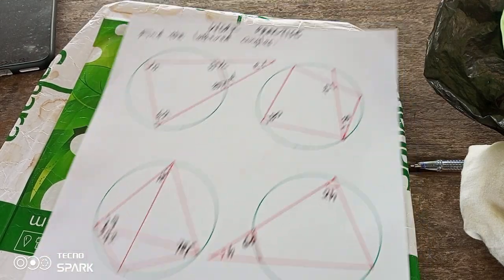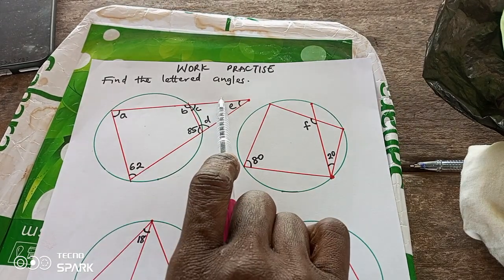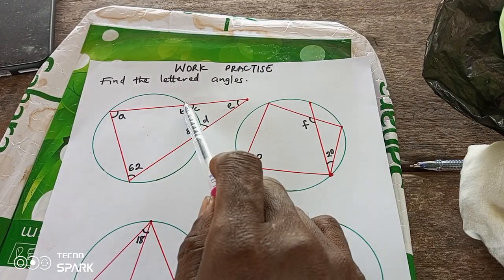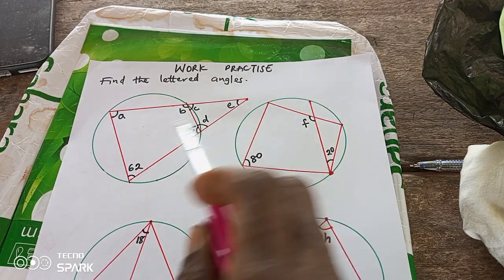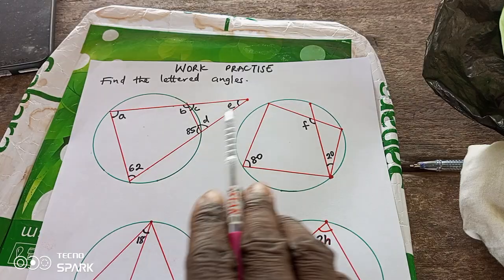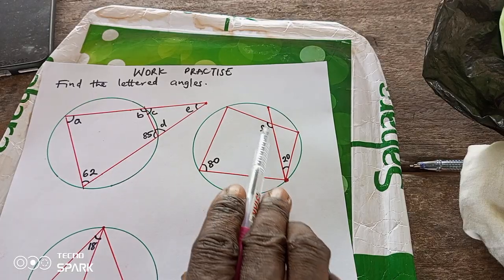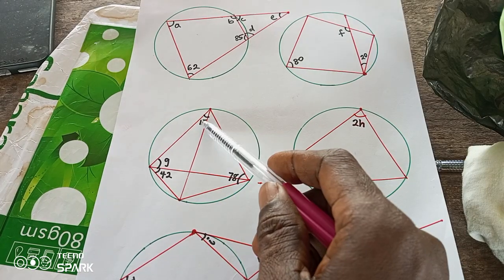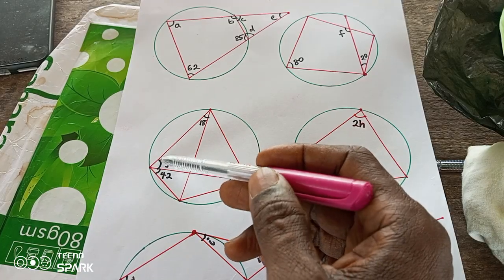As for your work practice, let's do this. Find the lettered angles. In this circle, you are given a triangle like this, and it is cut at this point. So you are to find A, B, C, D, and E. This angle is 62, this angle is 85. For this one, this angle is 80, 20. You are to find F. Then for this, this angle is 18, the whole of this is 78, this angle is 42. You are to find G.